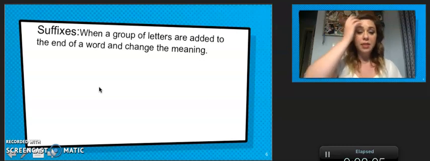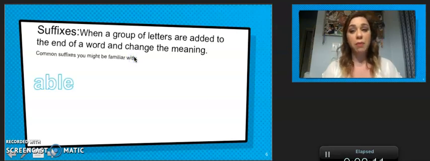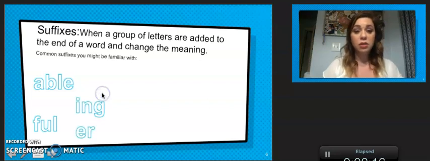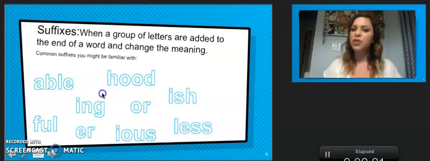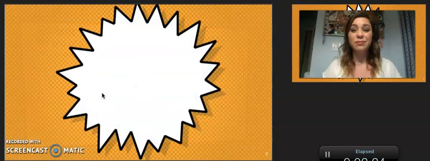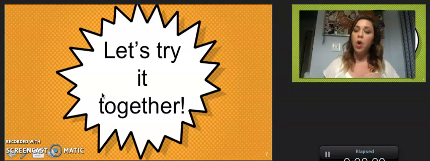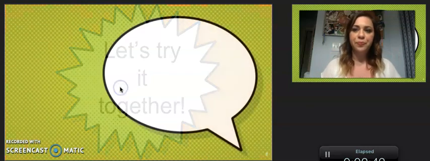Suffixes are a group of letters added to the end of the word that change the meaning. Some common ones that you might be familiar with are able, full, ing, hood, or, bias, ish, less, dumb, and ick. So what we're going to do is try this together. We're going to take a few words of our own. I'm going to show you the process that you would use to break those words down and to put the word back together and to develop your own definition based on that breakdown. So let's work on that.